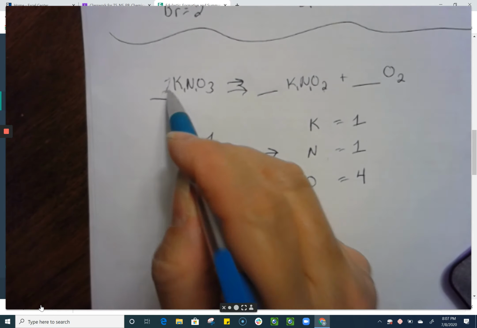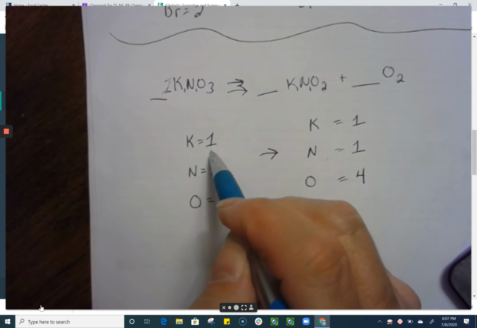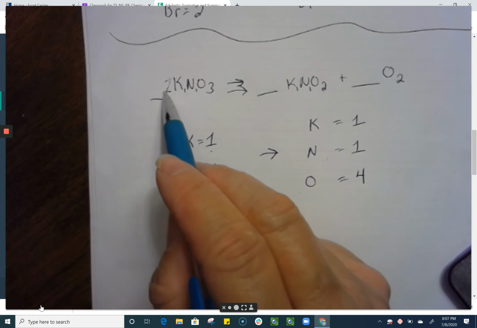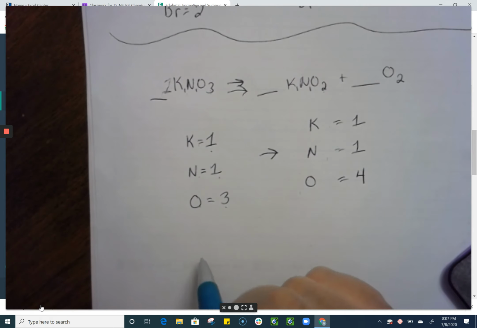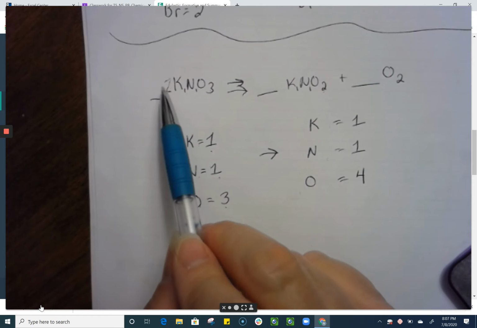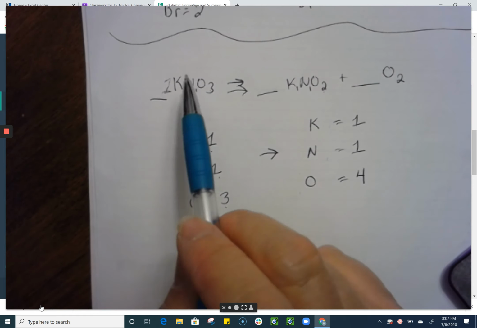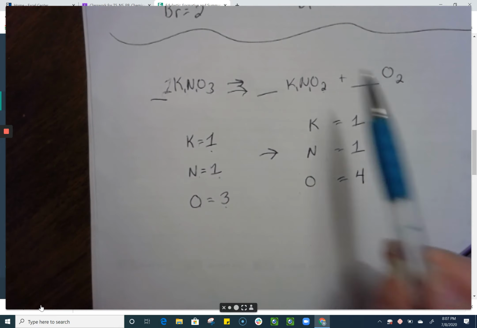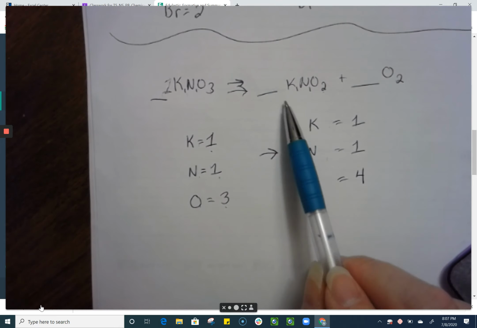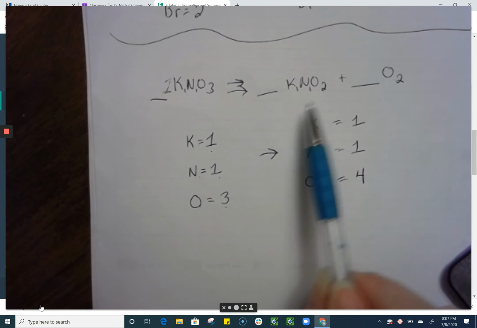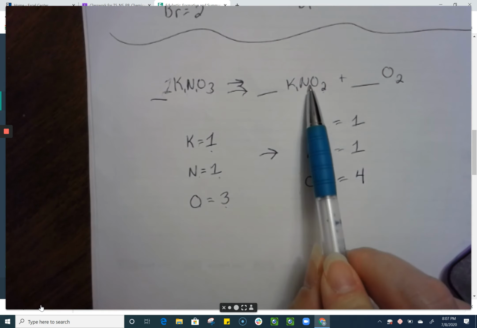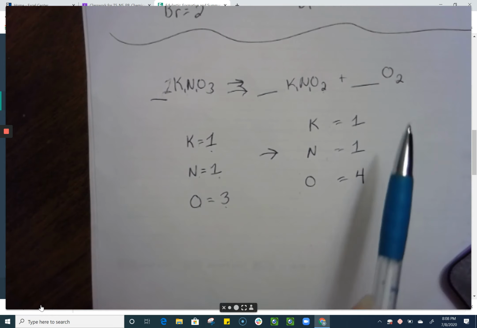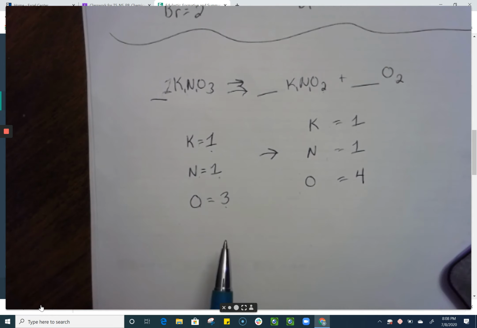So to count the atoms, you could say 1 times 1 is 1, 1 potassium. 1 times 1 is 1, 1 nitrogen. 1 times 3 is 3 oxygen. If it helps you to have a 1 there, that's fine. If not, you just simply go, there's 1 potassium, 1 nitrogen, 3 oxygen. When I get over here, no coefficient, so everything is understood to be what it is. 1 potassium, 1 nitrogen, 2 oxygen here, 2 oxygen there. That's a total of 4 oxygen.